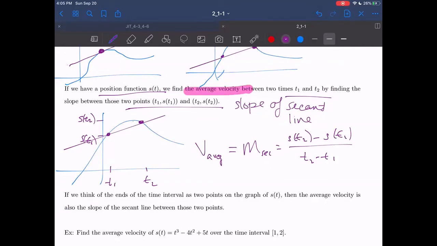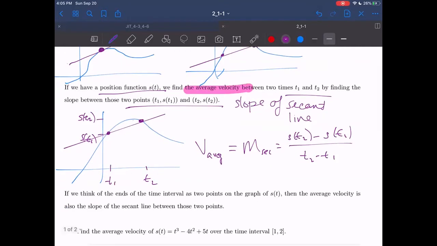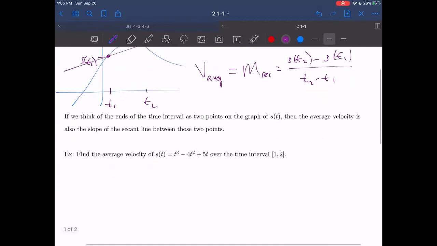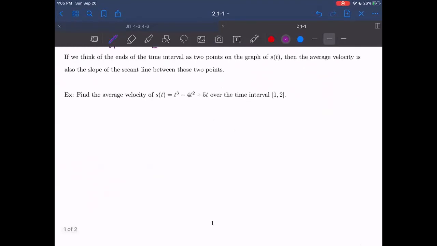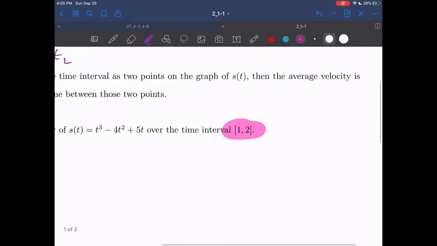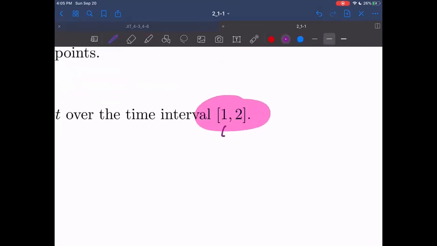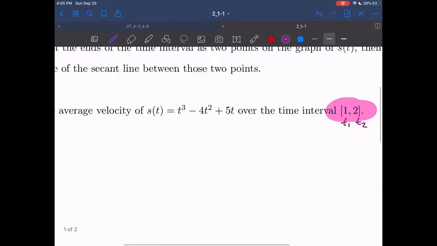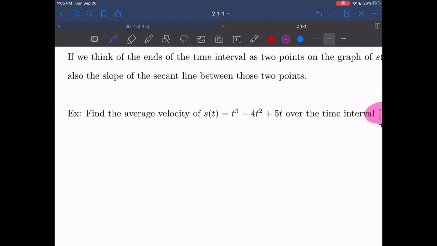So now we can do an example. Let's say I've got our function s of t there, and we want to find the average velocity over our time interval 1 to 2. What this means is that t1 is our 1, and t2 is going to be 2.